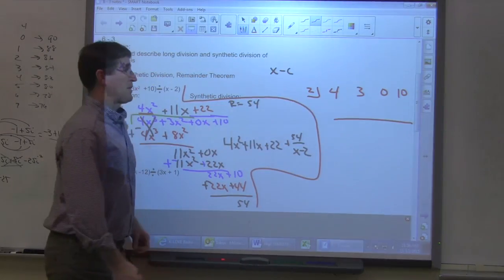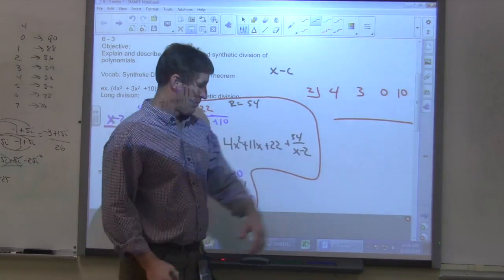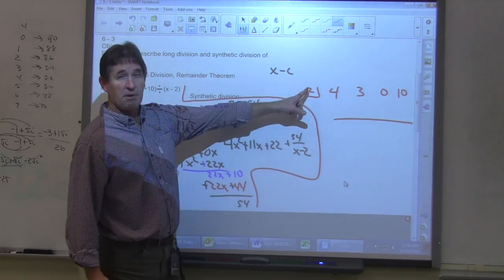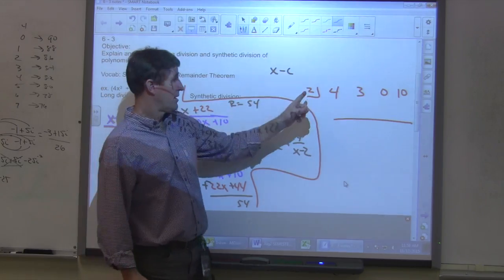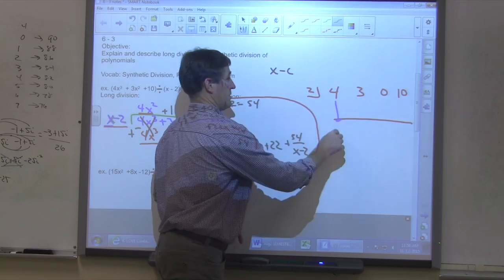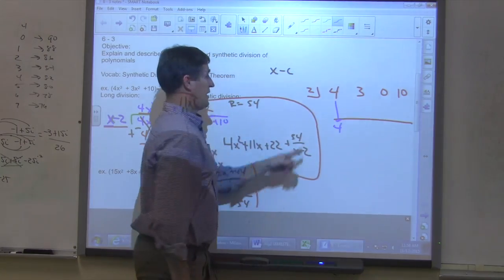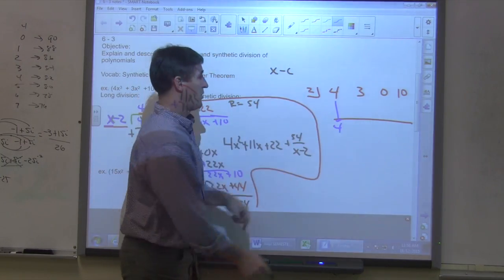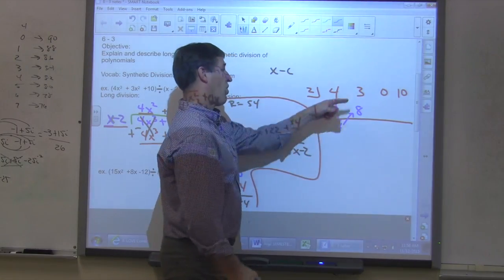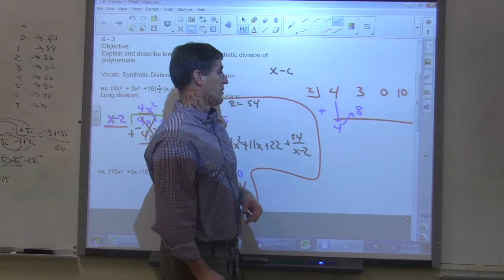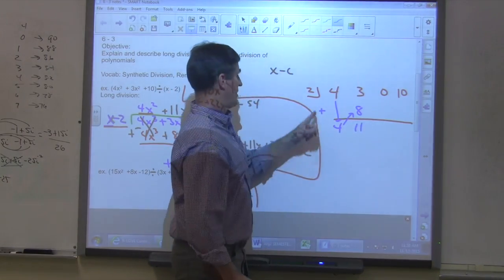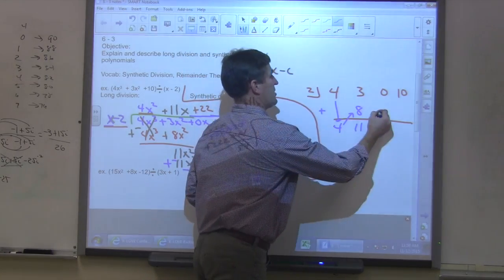Then what you do is you skip a space and you put a line down here. So here's what happens. You take the number you have here, and we just bring down the first number. So we bring down a 4, and then you simply multiply. 2 times 4 is 8, and that goes there. And then you're always going to add these two rows. So we get 3 plus 8 is 11. 2 times 11 is 22.